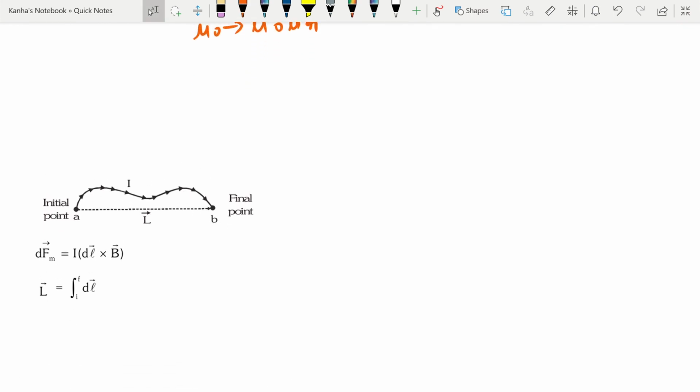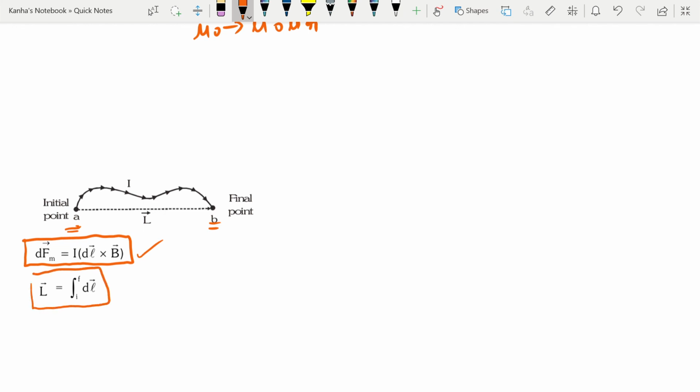Let's look at the force on any current carrying wire. Let the current carrying wire have an initial point A and a final point B, and there is a current flowing through it. Then my force is given by I into dl cross B. What does this tell you? First of all, the force on the wire due to itself is 0, because the wire for itself will be on its axis, so it will not have any magnetic field. So you need an external magnetic field, and then you need to find what this external magnetic field does to a wire that is having a current through it.